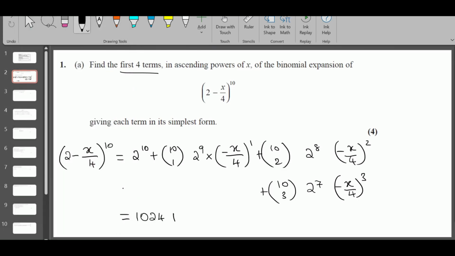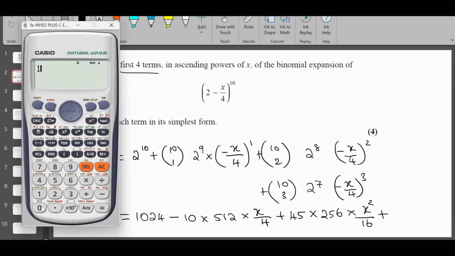1024 plus 10C1. 2 power 9 will be half of 1024, which is 512, times x over 4. I'm going to put a minus as a common minus here. Plus 10C2. Put it in your calculator. 10 times 9 by 2 is going to be 45. 2 power 8 will be half of 512, 256, times x square over 4 square, which becomes positive.